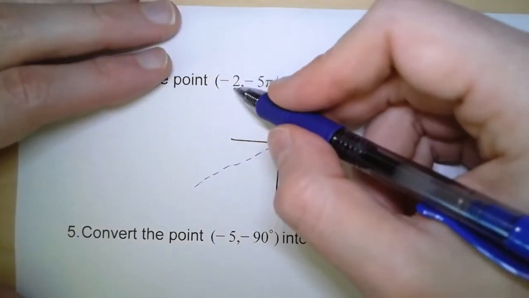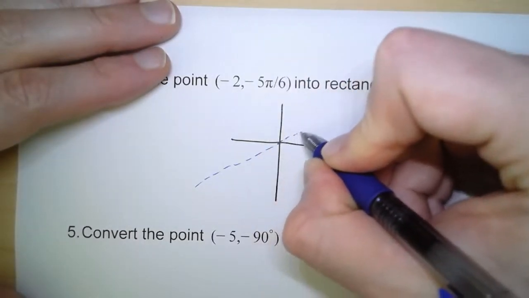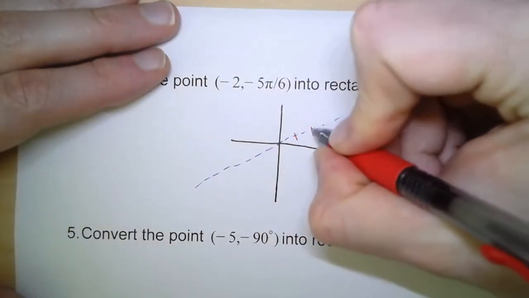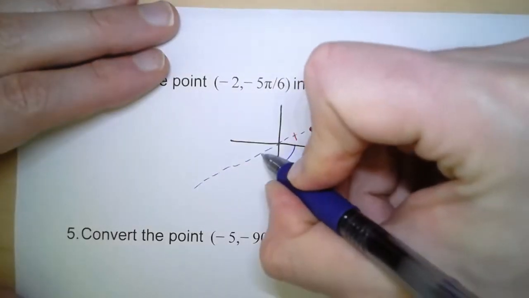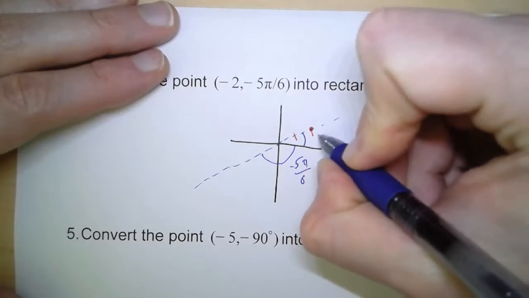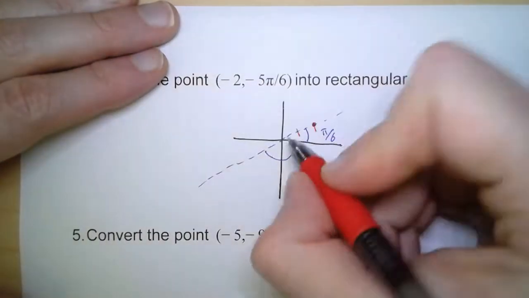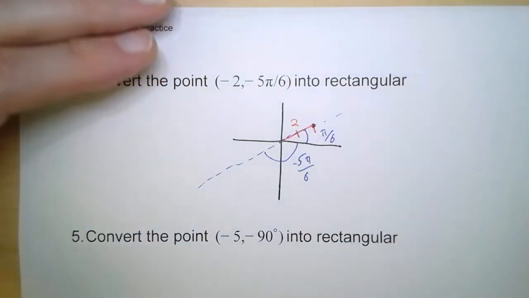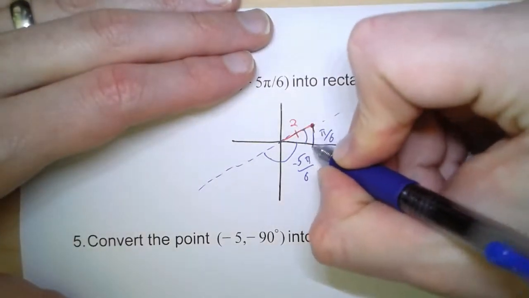However, our distance is -2, so we're not going to measure 2 units this way. We're actually going to go the opposite way and measure 2 units this way. 1, 2, like that. So this is -5 pi over 6. And this angle right here is pi over 6. And so this is our distance of 2. But pi over 6, well, that's just 30 degrees again.